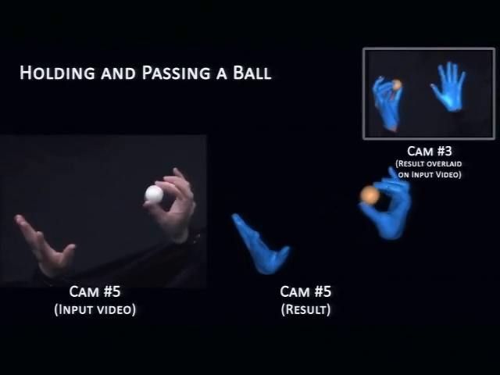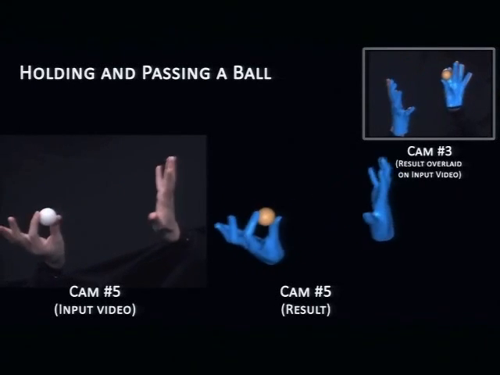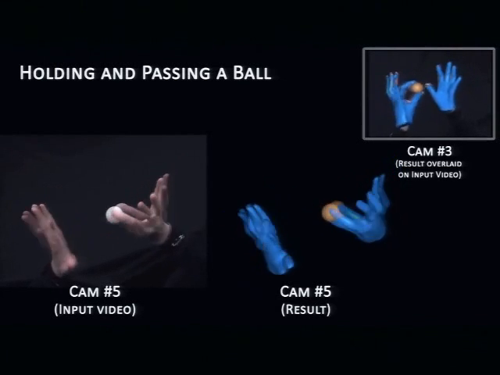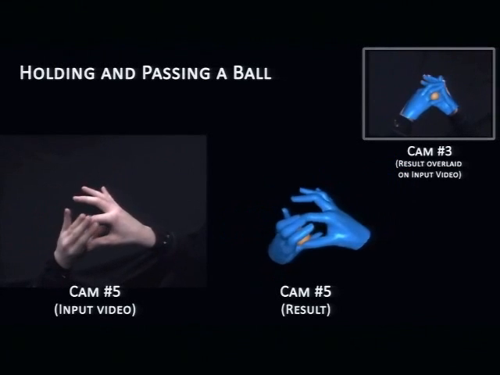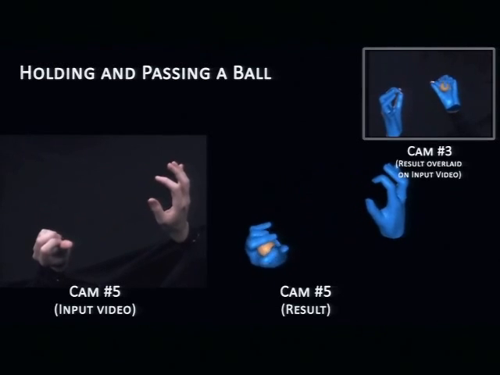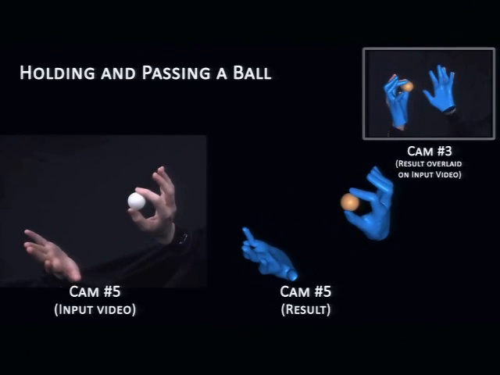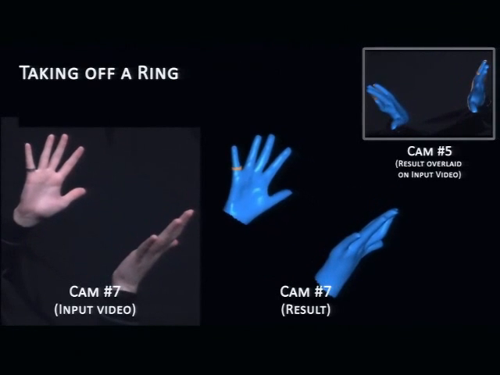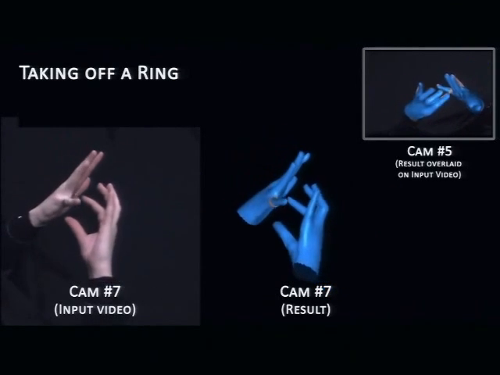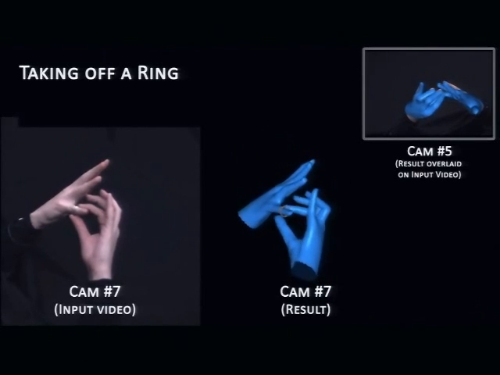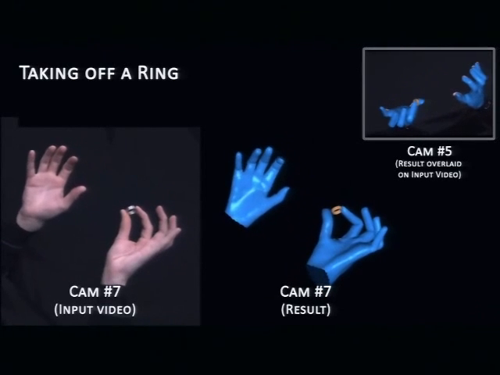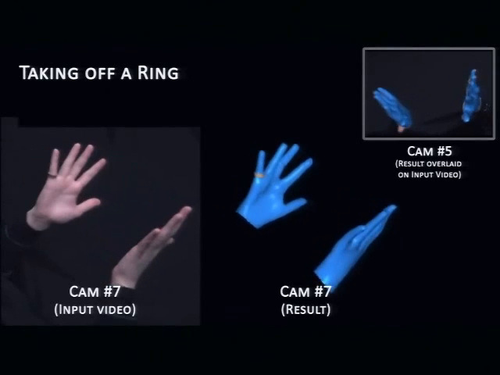This is an example of the ball that you saw at the beginning, and I skip it because you've already seen it. There are still some problems. When the hands were trying to grab the ball, they were a bit off, but otherwise it works fairly nicely. And this is an action of taking off a ring. The object is pretty small, and this is pretty problematic to track.